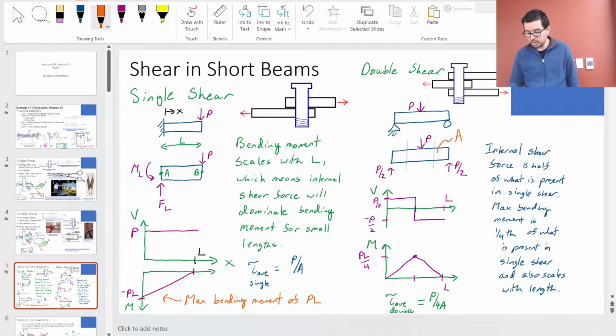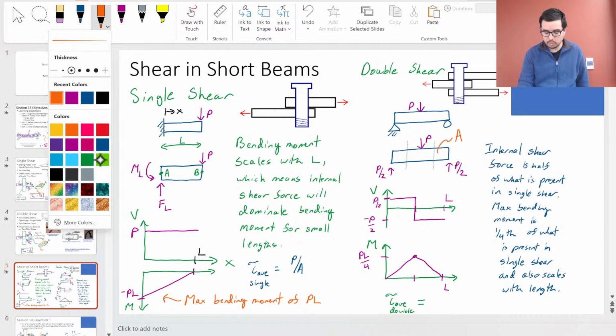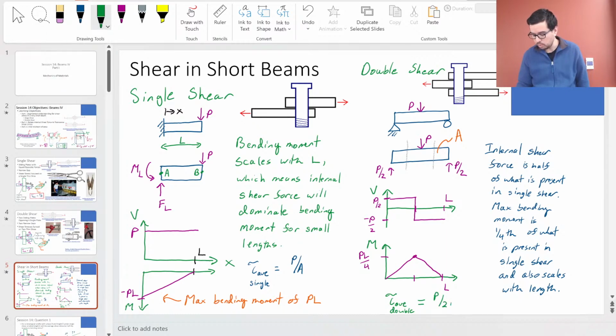So when I did this out, I was thinking, oh, it's F over 2A because that's what you get with average shear stress for double shear. But in reality, it comes out to work just like the previous example. It should be P over 2A, okay? I'll have to make a note in the video that's up, but that should be P over 2A. I apologize for that. Okay, that's all.